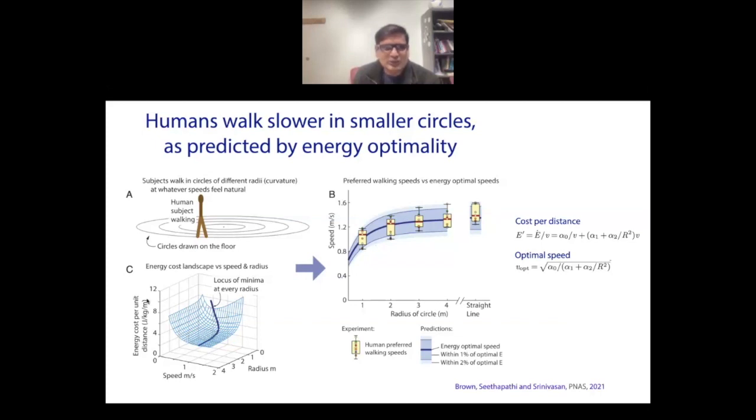This is energy cost per unit distance as a function of speed and radius. Because they're pretty flat, you can walk at this speed or this speed with relatively small differences in energy cost. And people seem to, for whatever reason, take advantage of that. Of course, some of this might be person to person variability. Some of this might also be just the fact that the landscape is flat. But people seem to be relatively close to the optimal energy cost at a variety of different radii for this relatively weird task of walking in a circle.